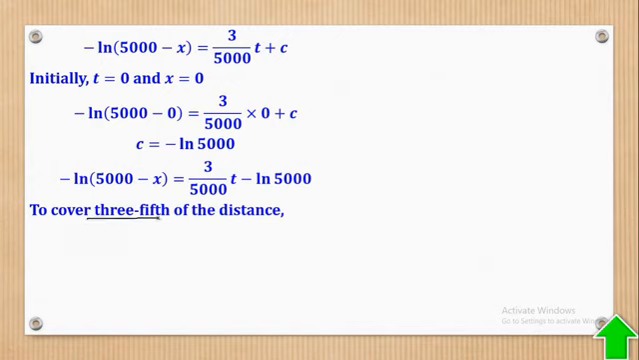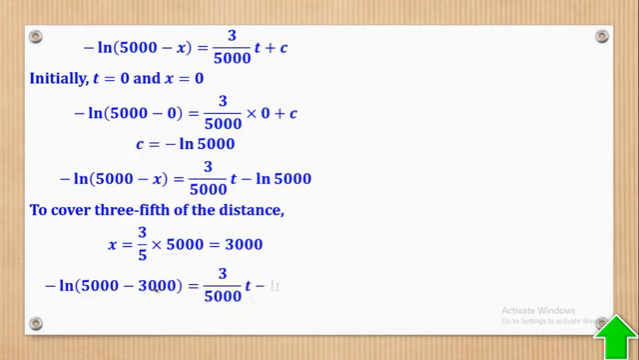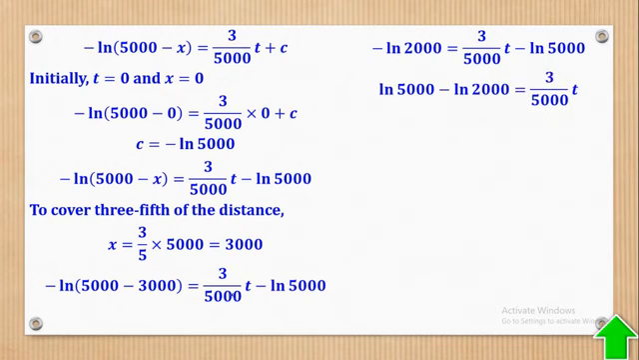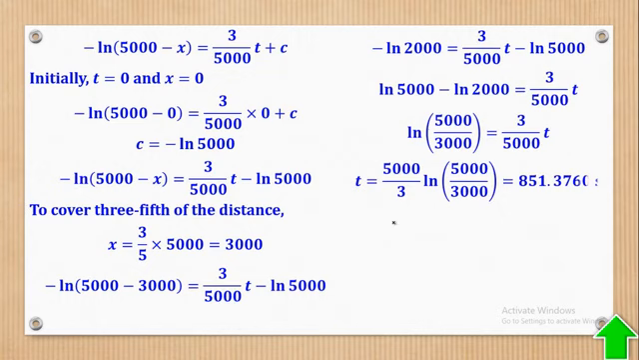Now to cover 3/5 of the distance, it implies that x is equal to 3/5 times 5000, which is 3000. Now when x is 3000, I'll substitute for x and look for a way of making t the subject. So in the end, t will be equal to that.